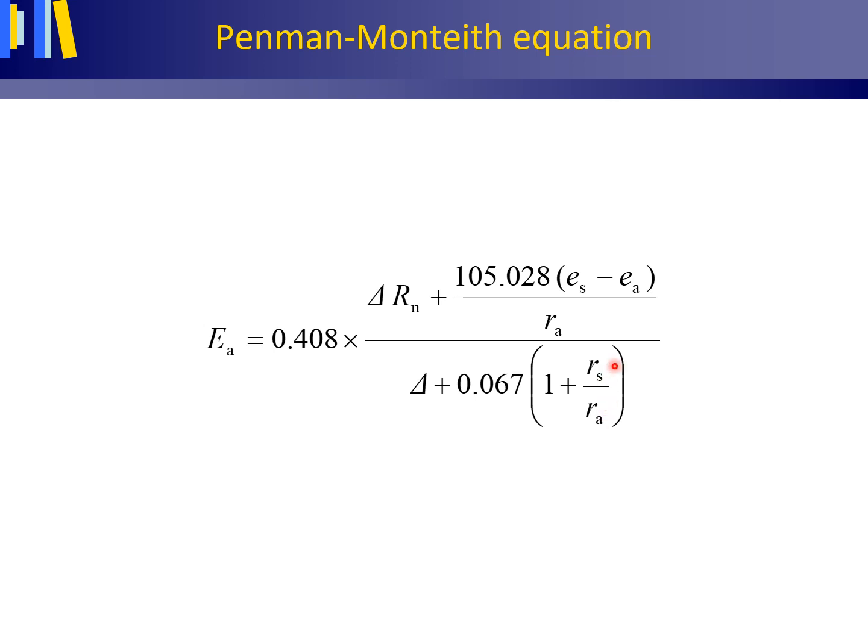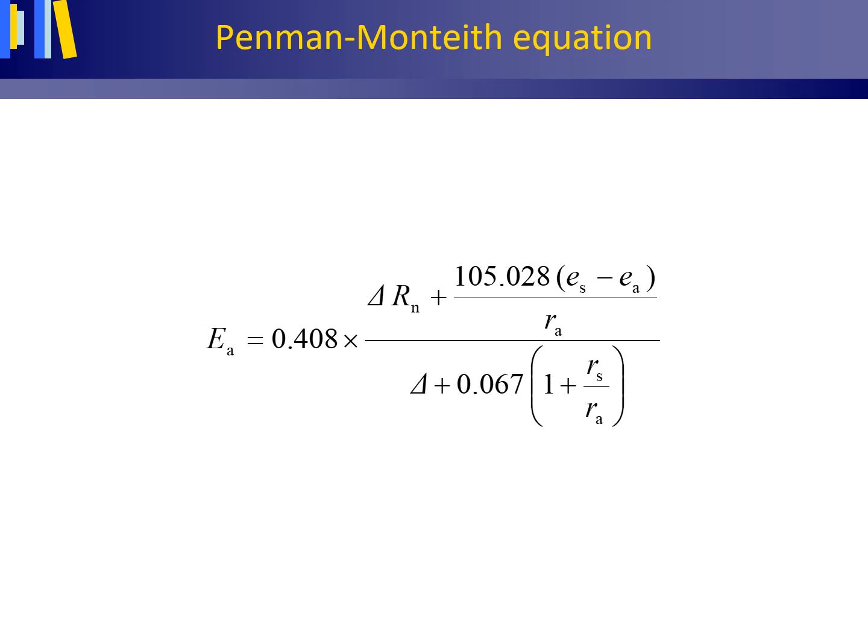Rs is the surface resistance. It is a physiological resistance imposed by vegetation stomata on the movement of water vapor by transpiration. It varies with water availability, the soil moisture content.